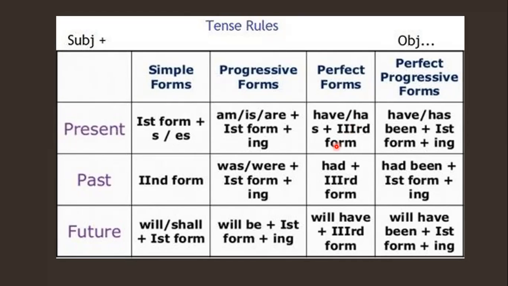Okay, now if it's I or we, then I'm going to use have. Okay, I, we, they, it's all the use have. And if it is she, he, or a name of a person, then we use has. Okay, like I have sat here for an hour. Okay, because it's I, so I'm going to use have.